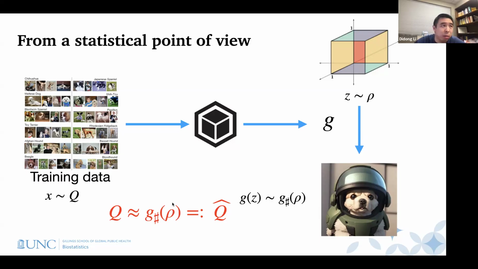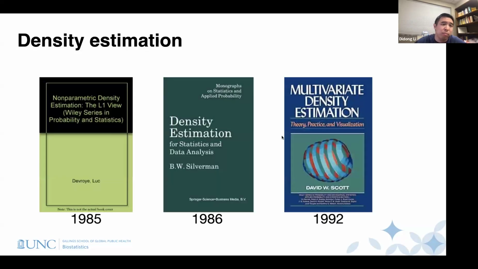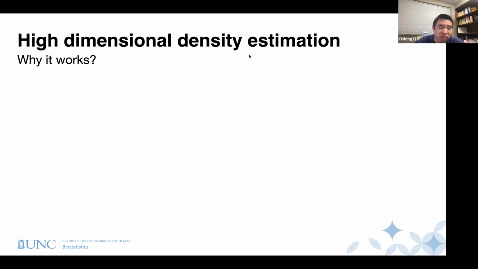And you may find this problem familiar. This is actually sometimes called the density estimation problem in statistics. For example, if you do a simple Google search, you can find some textbooks. And the list is the year when they were published. And apparently, this is not a new topic. But if you really read the theory in these papers, they may propose a concept called the curse of dimensionality, which means that if your data is really high dimensional, the performance will be really bad.